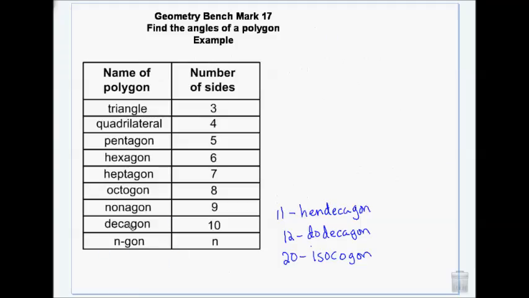With this n-gon thing, this is if you don't know the name. So if you had a 23-sided figure, you'd call it a 23-gon. And you can do that with any number of sides. If you don't know the name, you can say the number gon. So if you didn't know 11 was hendecagon, you could just say 11-gon.